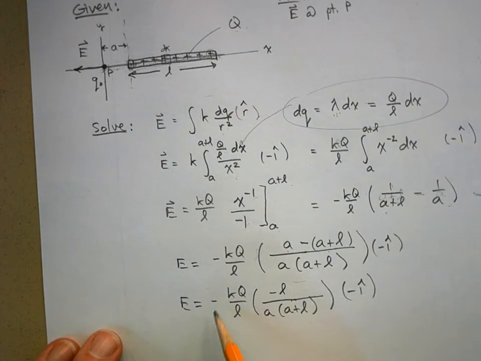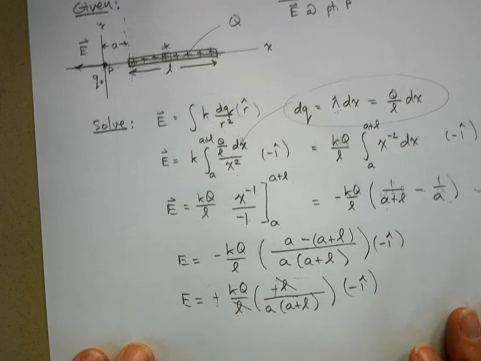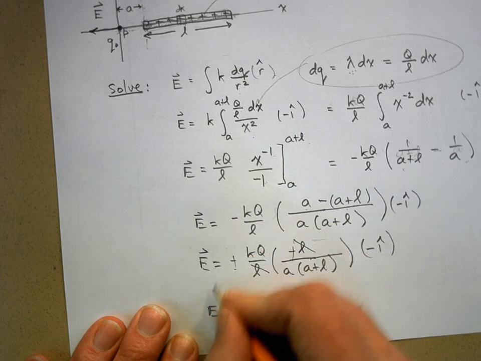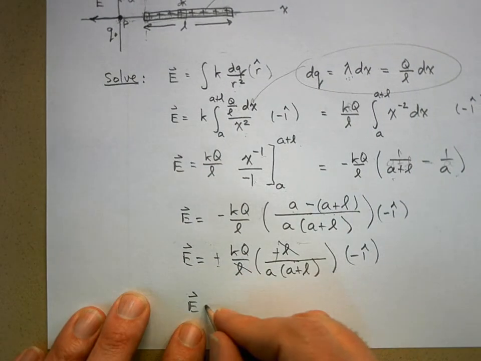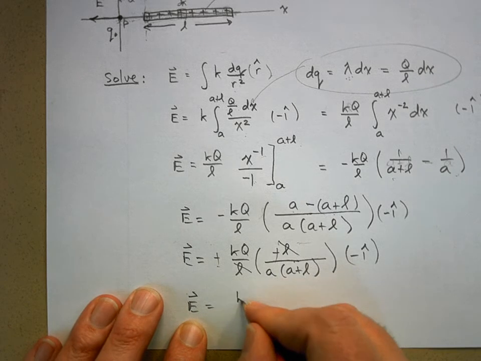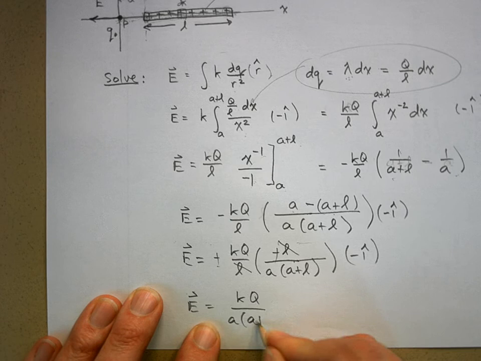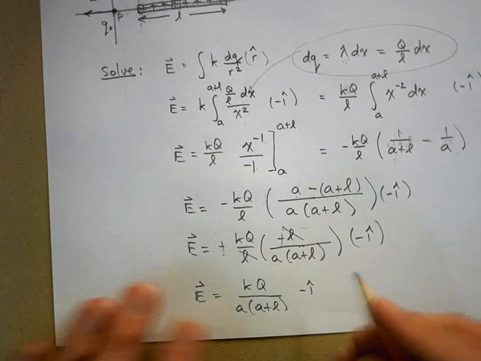And here we have the negative signs cancel out. And that's how I knew I'd screwed up, because I wasn't canceling that negative out. So that goes away. This L goes away. And we're left with our final answer. The electric field is equal to KQ over A times A plus L in the negative i hat direction.